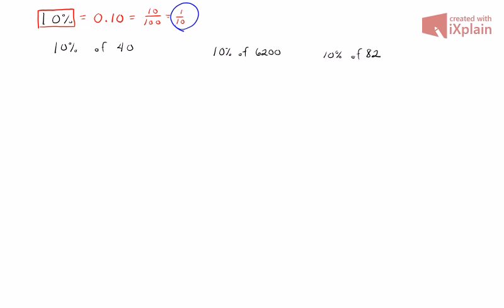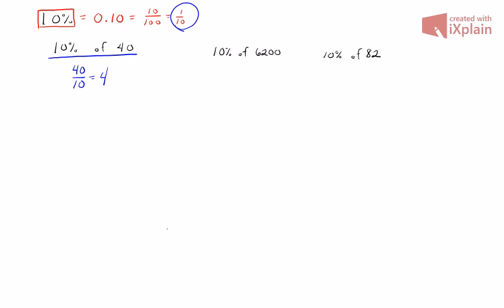So in other words, if I wanted to find 10% of 40, I could quickly just do 40 divided by 10, which would result in a 4. So if we chose to work with the fraction, this is how you would do that.